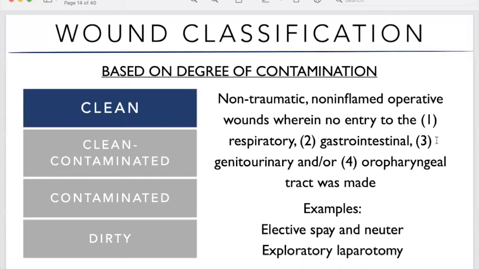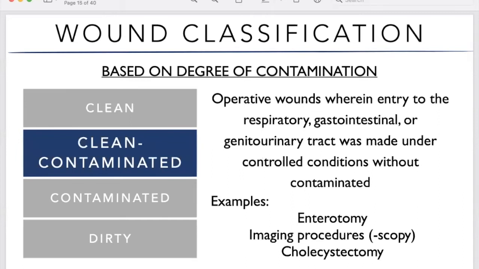All right? Now, clean contaminated, okay? Ito naman yung operative wounds, okay? Again, surgical wounds wherein we entered the respiratory tract. We do a tracheotomy, for example, gastrointestinal tract. We do an enterotomy. We open up the stomach, right? Or the genitourinary tract, okay? And these are wounds made under controlled conditions without contamination.